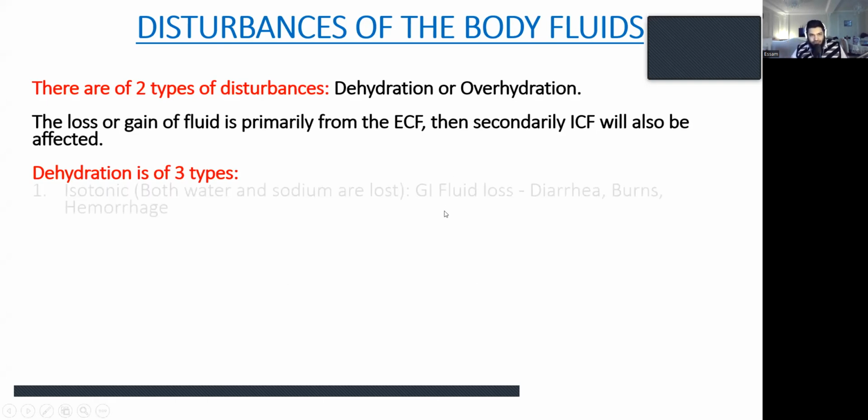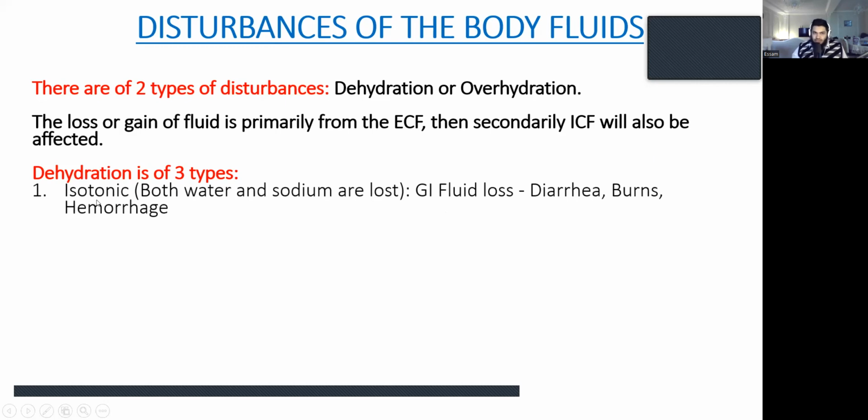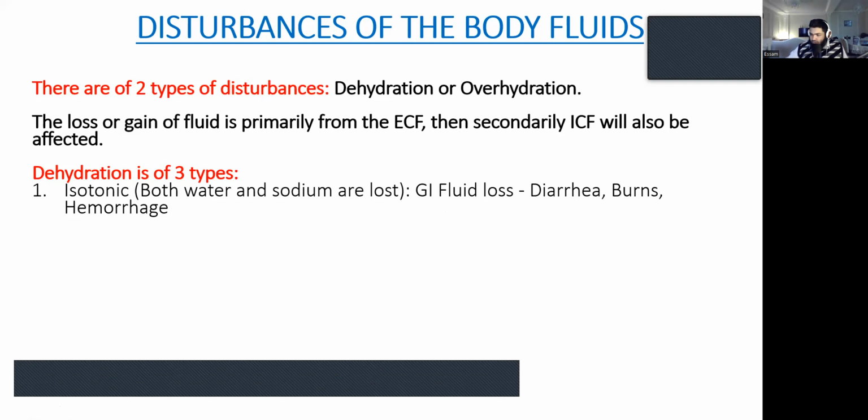This is of 3 types. First type is isotonic. Isotonic means, see, I will try to use a whiteboard and I will try to write it, so that you can understand. But right now, isotonic means both water and sodium are lost.